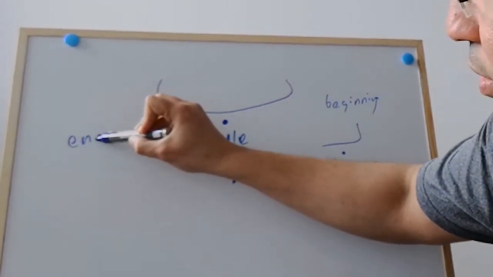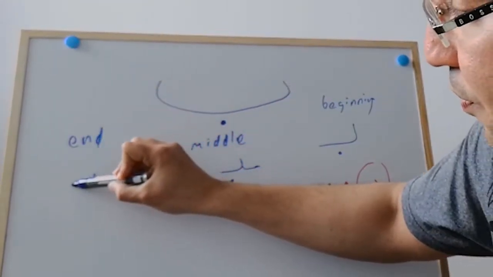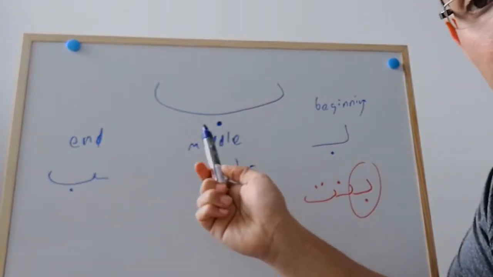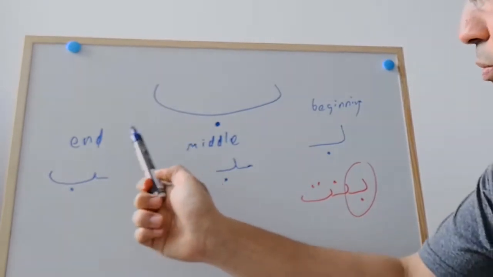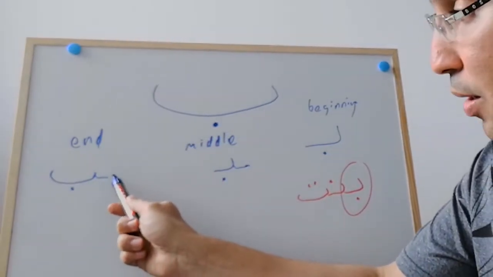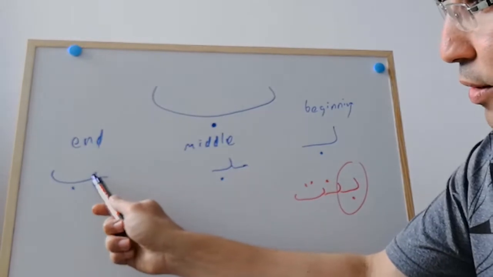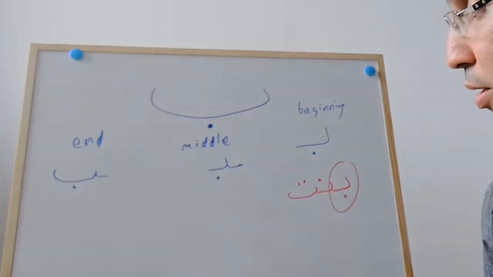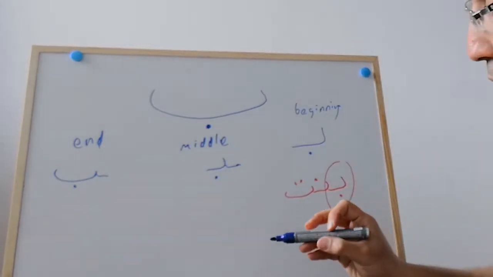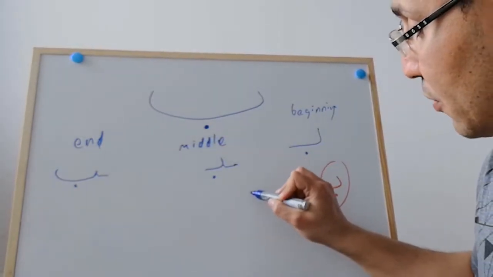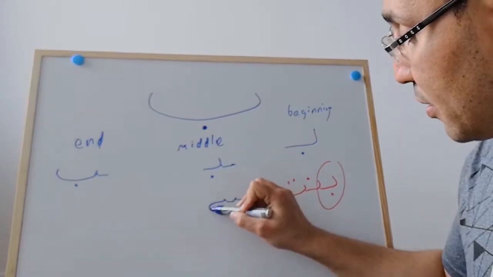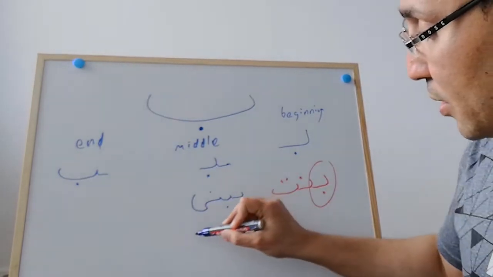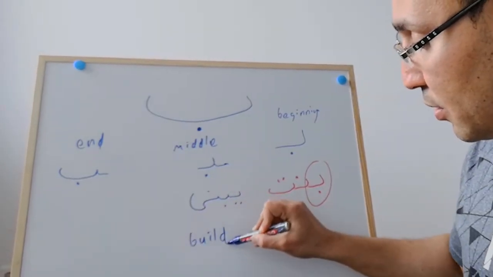At the end it will be like this. It's very similar to the letter without any connection, but you connect it from before the letter, and then the letter goes until it ends the same way like here. So here, for example, yabni. Yabni is to build. To build.